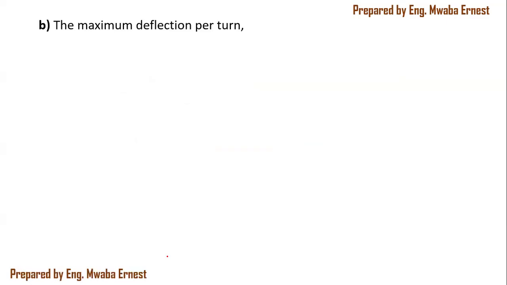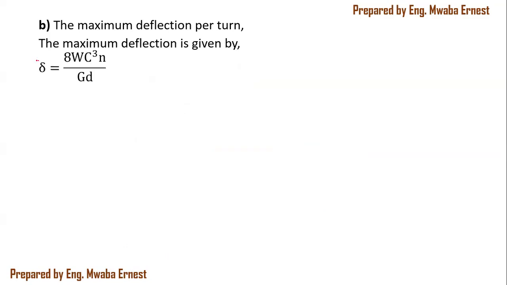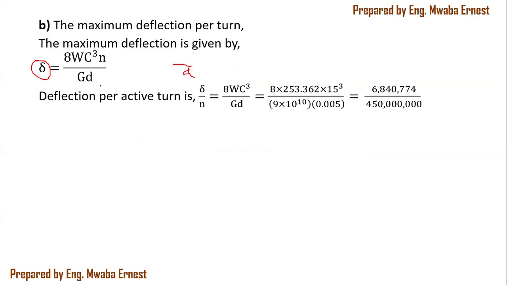Next, let's go to the maximum deflection per turn. The maximum deflection per turn, as you may remember, we said it can be represented by this, or you may decide to use letter X to represent that deflection. So it's 8WC cubed over NGD. Now it's per turn, meaning this N is 1, or we can rearrange it. Deflection per turn. So deflection over N, which is 8WC cubed over GD.